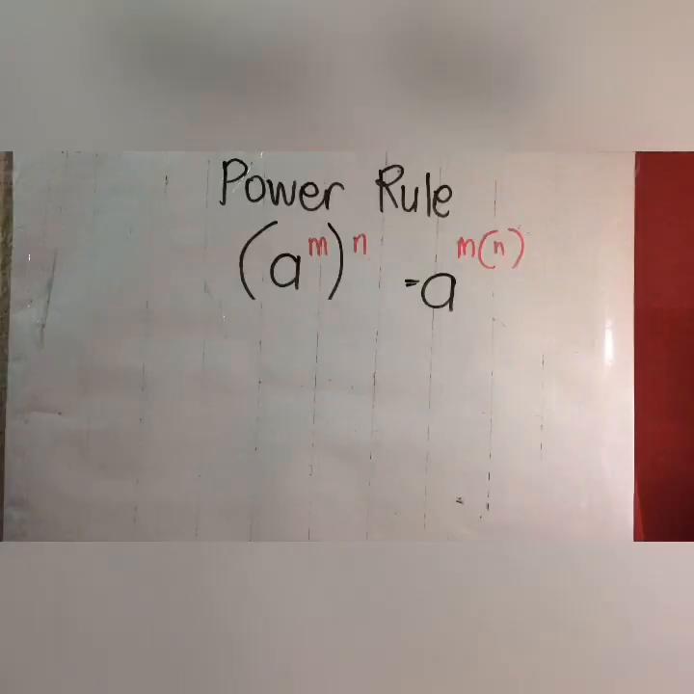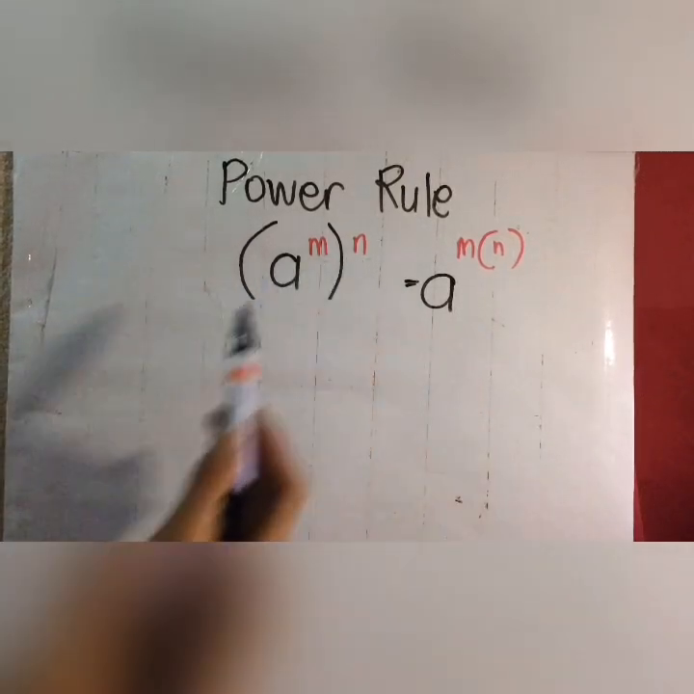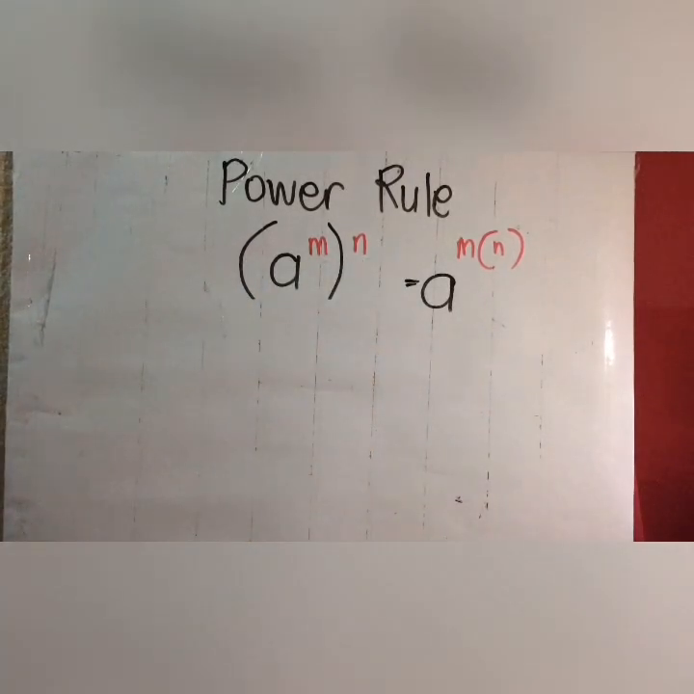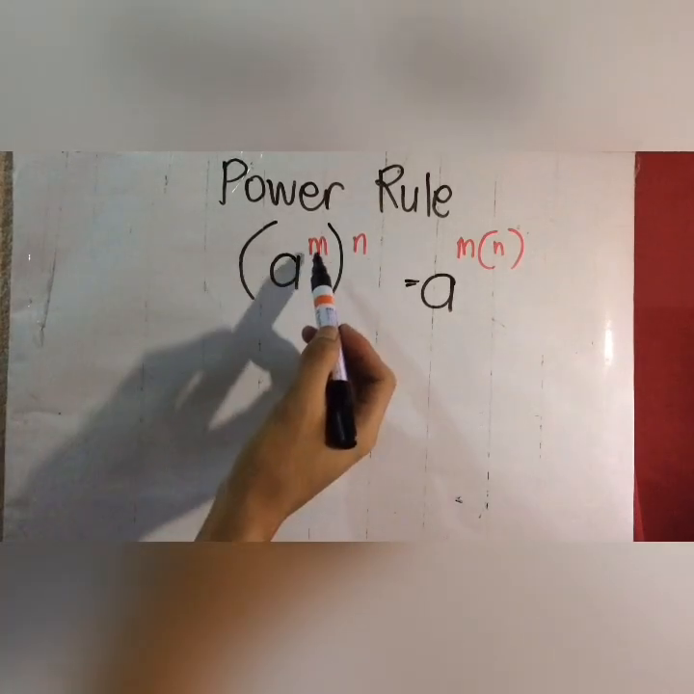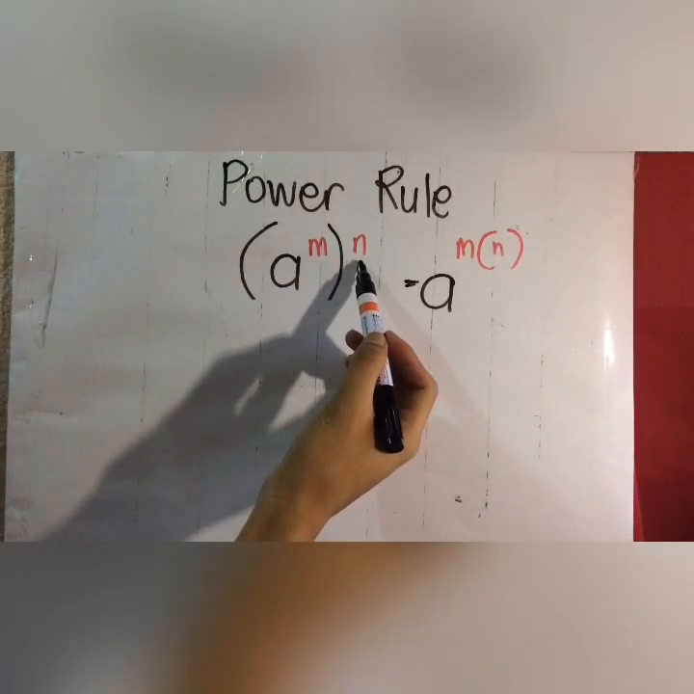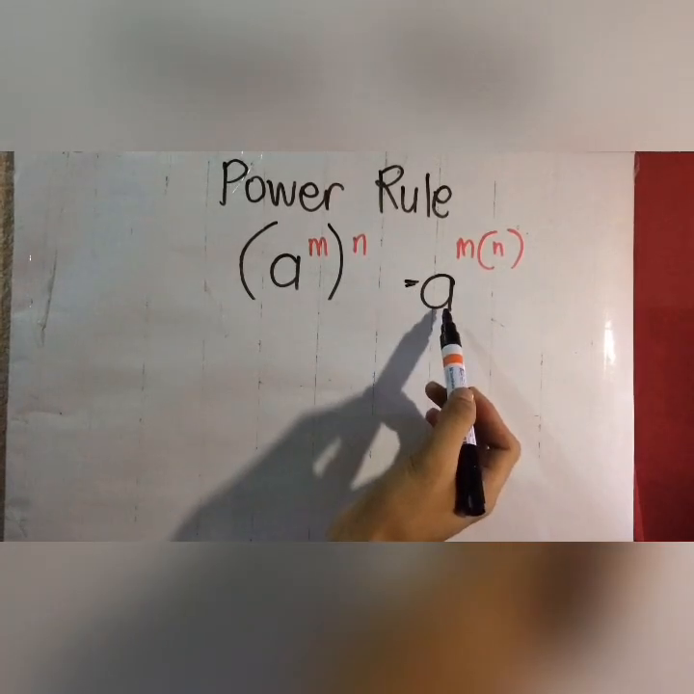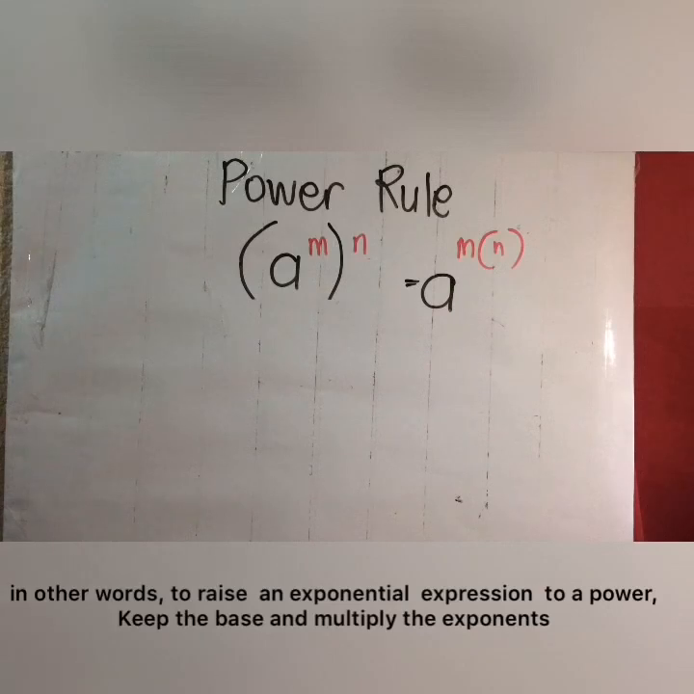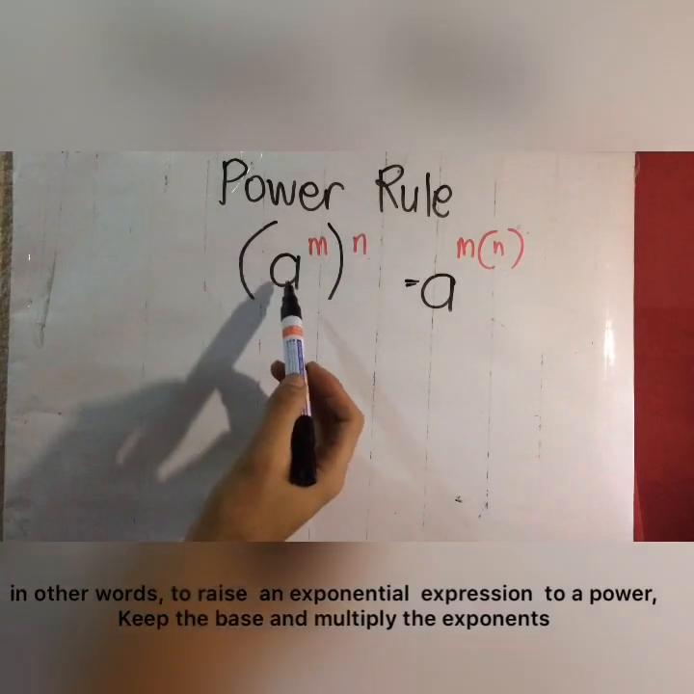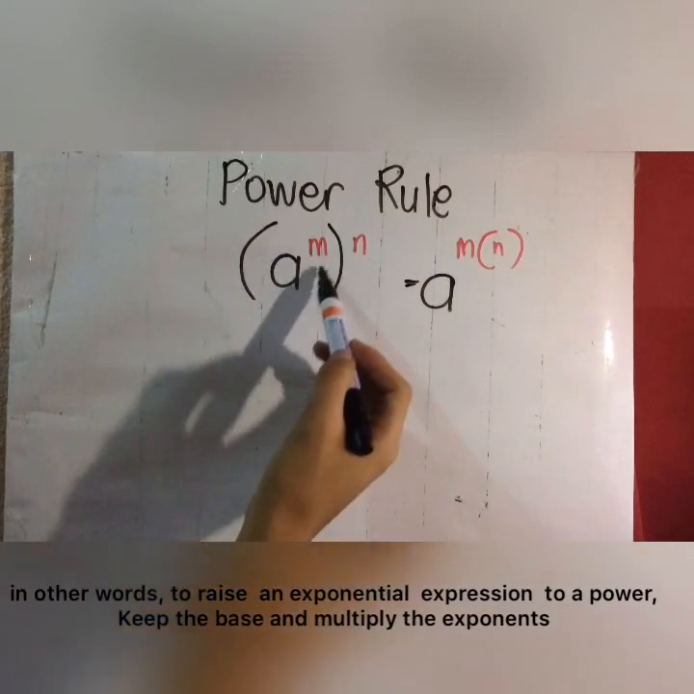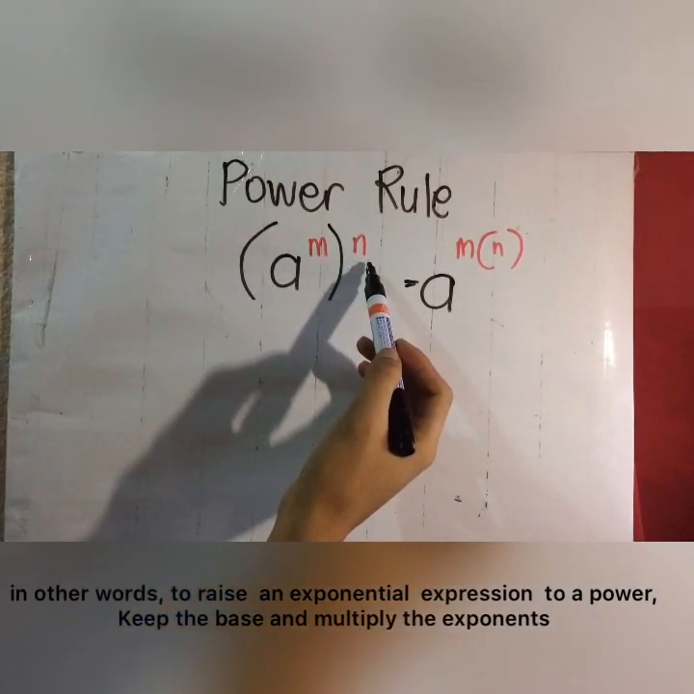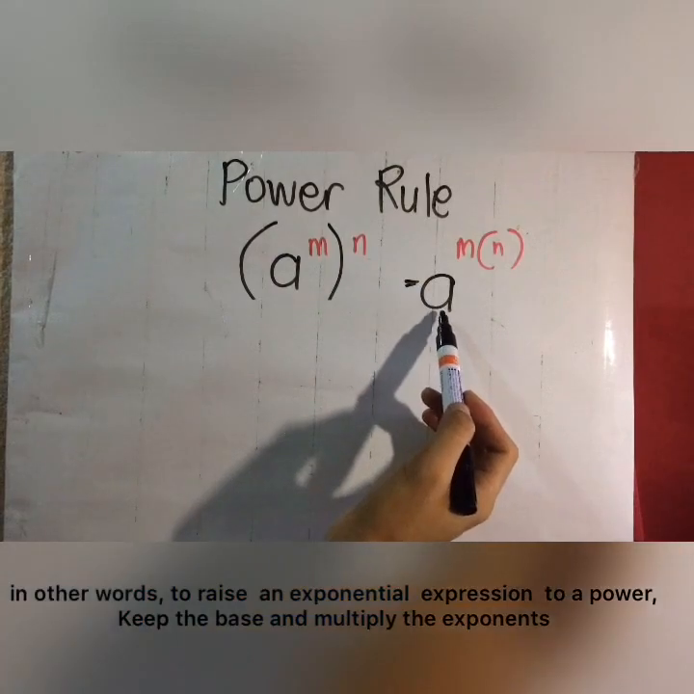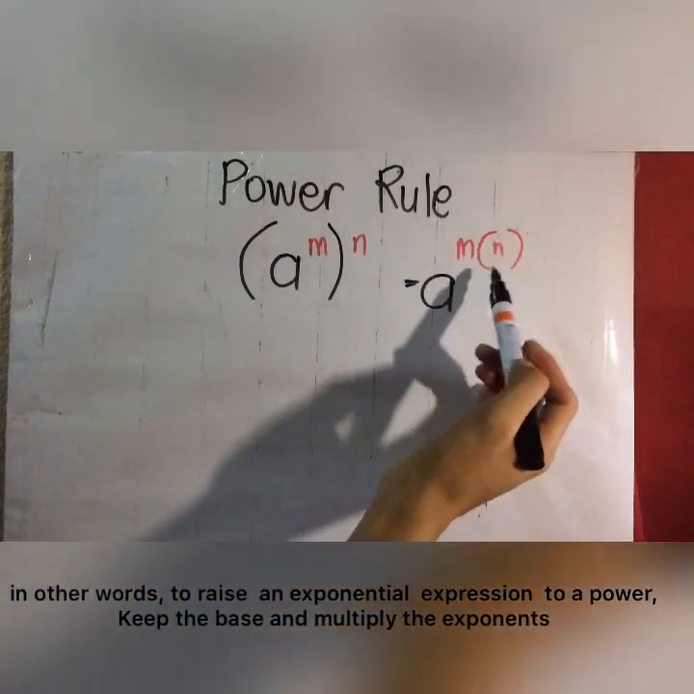Let's first discuss the power rule of exponents. By definition, if m and n are natural numbers, then a to the power of m, powered by n, is just equal to a to the power of m times n. In other words, to raise an exponential expression by another power n, all you need to do is keep the base a and multiply the exponents.